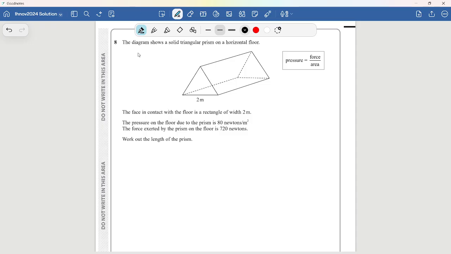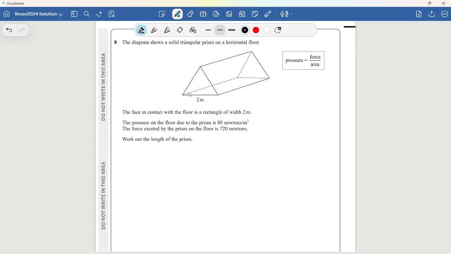Starting from question 8, the diagram shows a solid triangular prism on a horizontal floor. The face in contact with the floor is a rectangle of width 2 meters. The pressure on the floor due to the prism is 80 newtons per meter squared. The force exerted by the prism on the floor is 720 newtons. Work out the length of the prism.